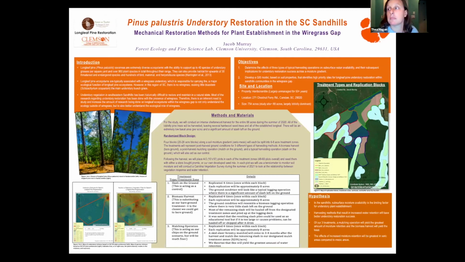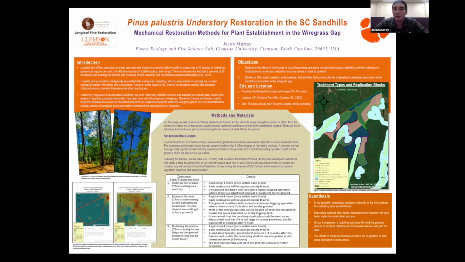Awesome, great. This project really revolves around longleaf pine understory restoration in the South Carolina sandhills. Specifically, we're looking at how harvesting operations affect plant establishment in the absence of wiregrass. A lot of people are familiar with longleaf pine ecosystems. They're extremely diverse and very valuable as far as their ecology is concerned. I have some stats there, but we're pretty much all aware of the ecological value associated with longleaf pine ecosystems.